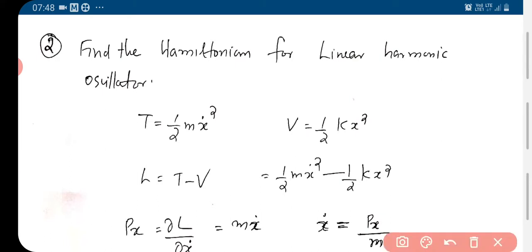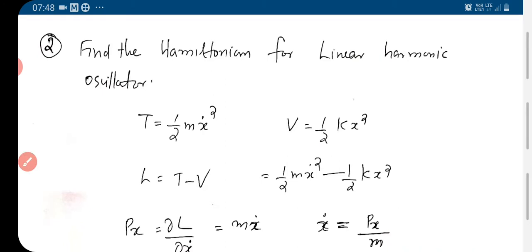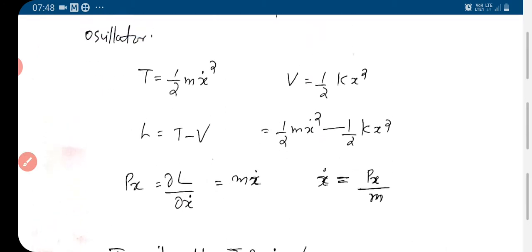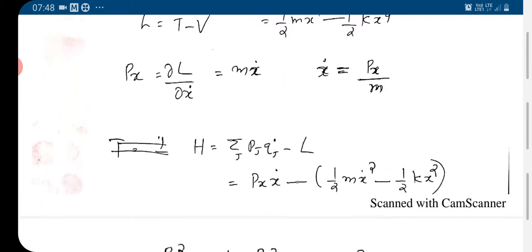We have the kinetic energy equal to half m x dot squared, and potential energy equal to half k x squared. In this one also we have only one degree of freedom. So L is T minus V, which is half m x dot squared minus half k x squared, the Lagrangian. We find the momentum, dou L dou x dot, that is equal to m x dot, and x dot is given by px by m.